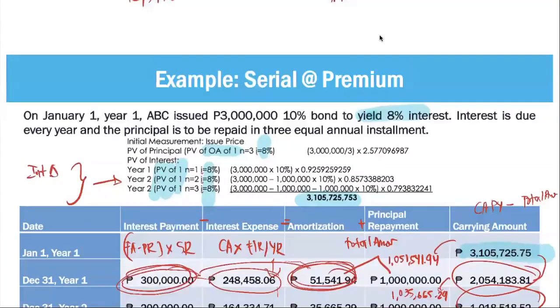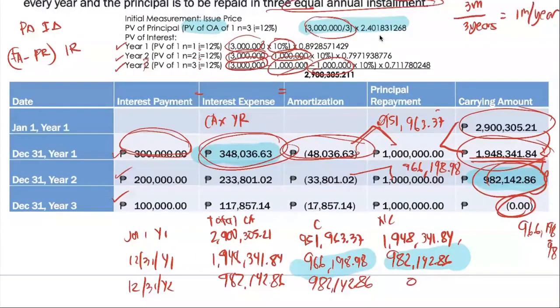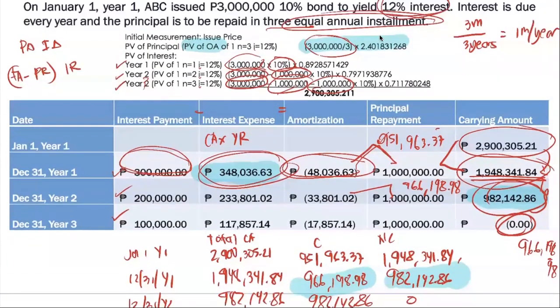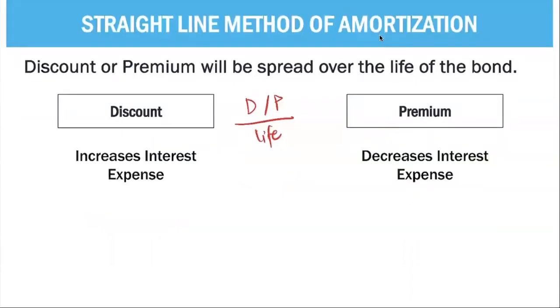This one naman, your interest payment. So 300,000. And then we have 48,036.63. So you deduct, 300,000 to negative 48,036.63, we have 348,036.63 as interest expense. Okay, so in your discount, it increases. In your premium, it decreases. So that's why here, discount increases, premium decreases. Okay, so it's still the same effect. So just a reminder on the effect of your discount and premium on your interest expense.